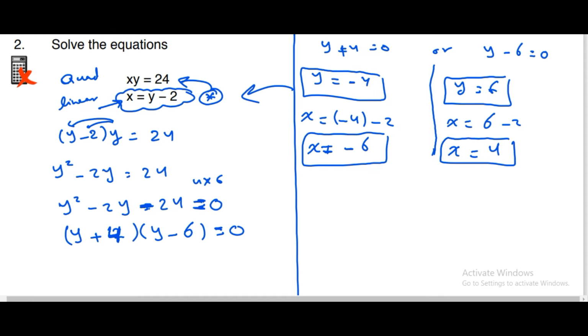We can leave the solution like this or write it as ordered pairs, but pay attention, the value of x first, then the value of y. Whatever value we find first and whatever value we find second, in the ordered pairs the first number is x and the second number is y. Here it's 4 and 6.